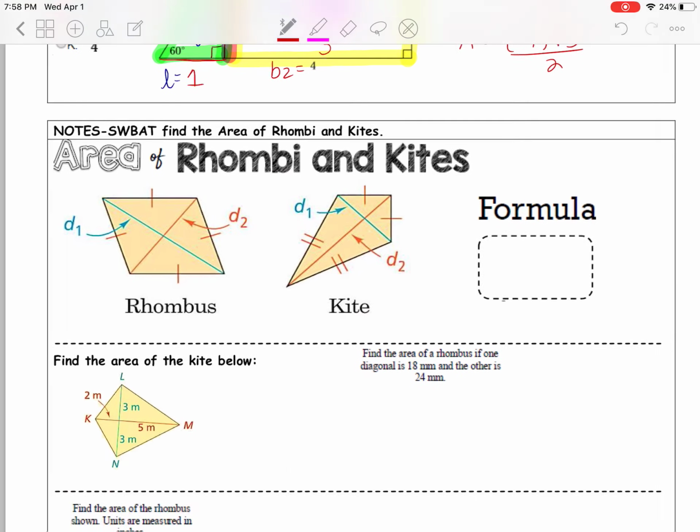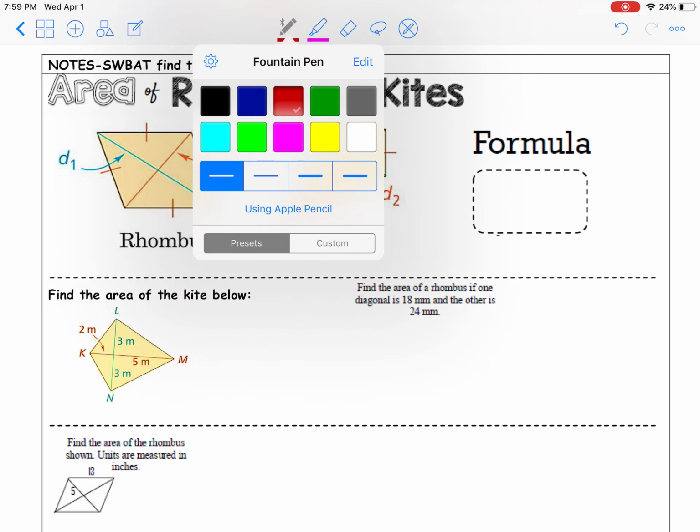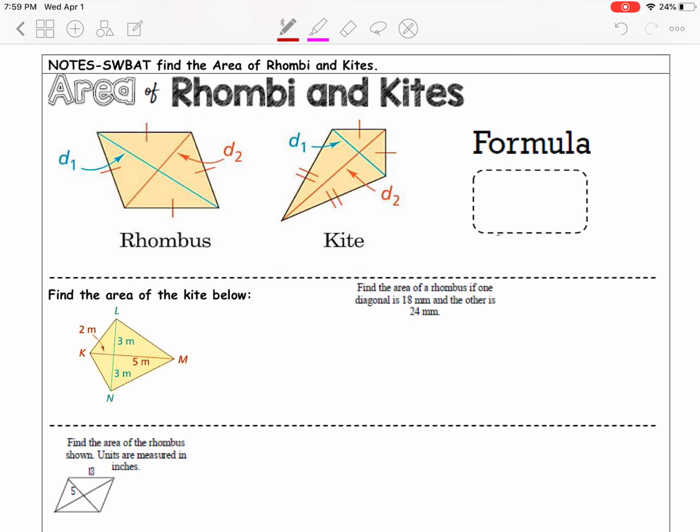All right. Let's begin with the lesson for today. The objective for today is students will be able to find the area of rhombi and kites. Before I start by introducing the formula to you, I need you to be able to recall some of the properties for the rhombus. In the rhombus, the diagonals are perpendicular. So here, for this rhombus, our diagonal 1 and diagonal 2 will be perpendicular. So super important that you understand that.